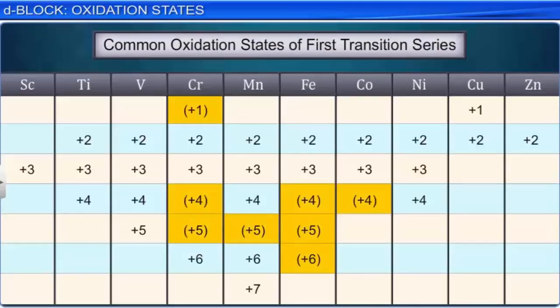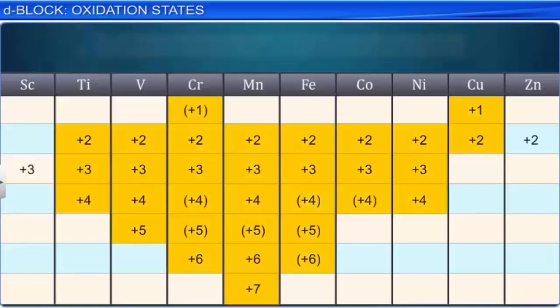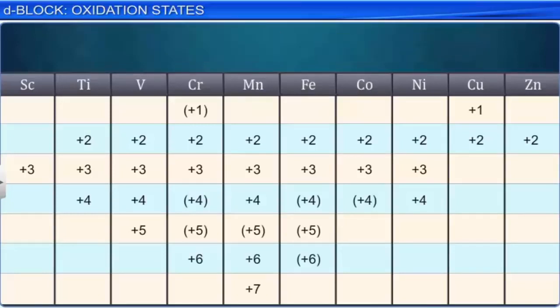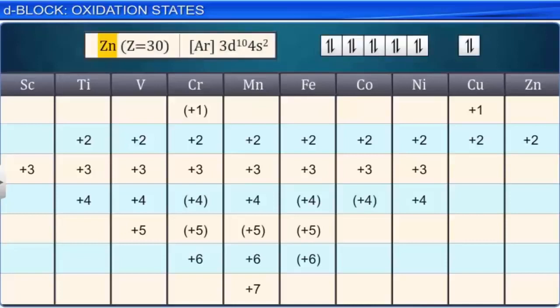Some points may be noted from the table. Except for scandium and zinc, all the other elements show more than one oxidation state. Scandium, due to the availability of very few electrons for bonding, does not show variable oxidation states. On the other hand, zinc, due to the presence of too many d electrons, has fewer orbitals available for bonding, and thus does not exhibit variable oxidation states.